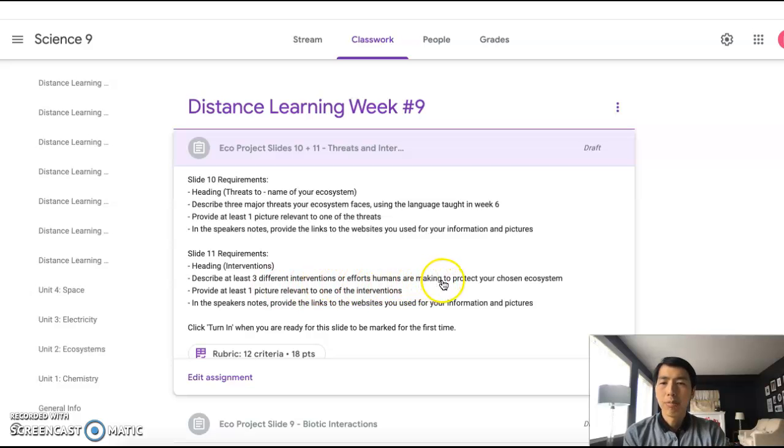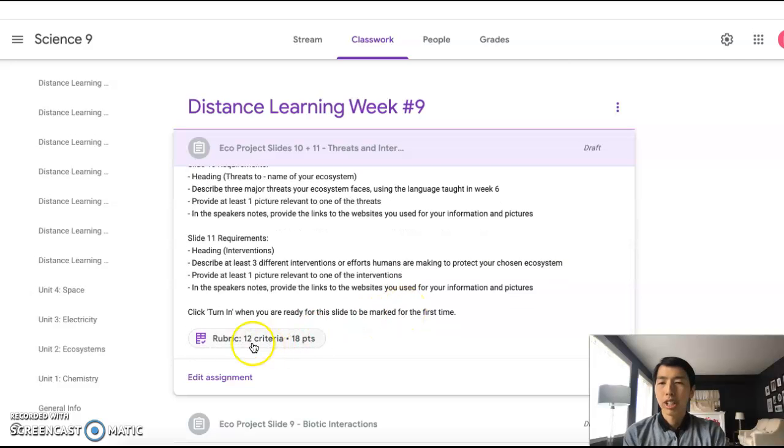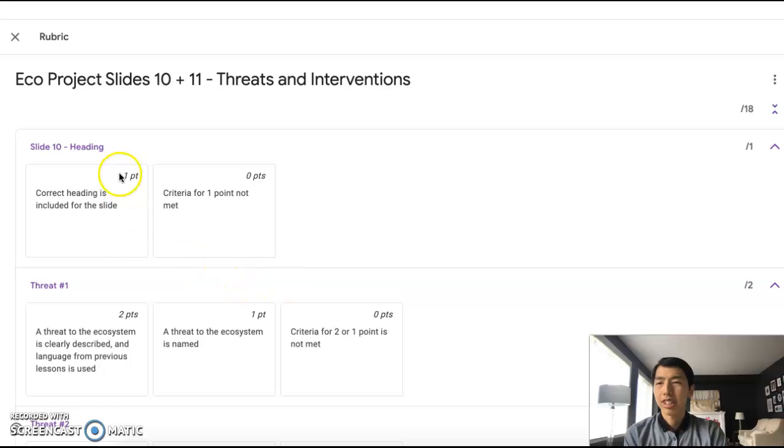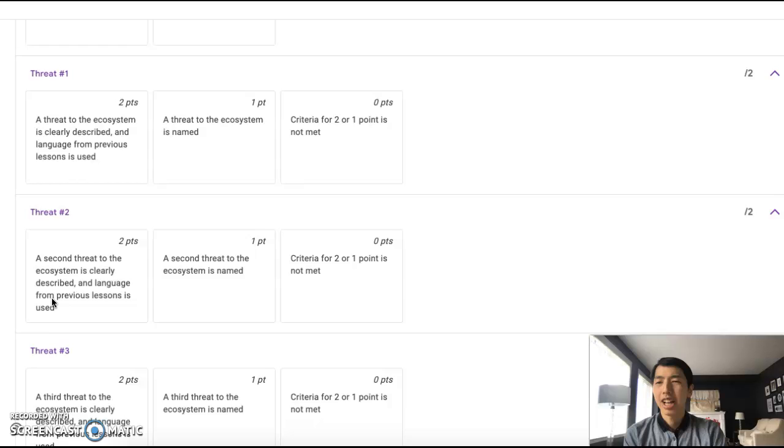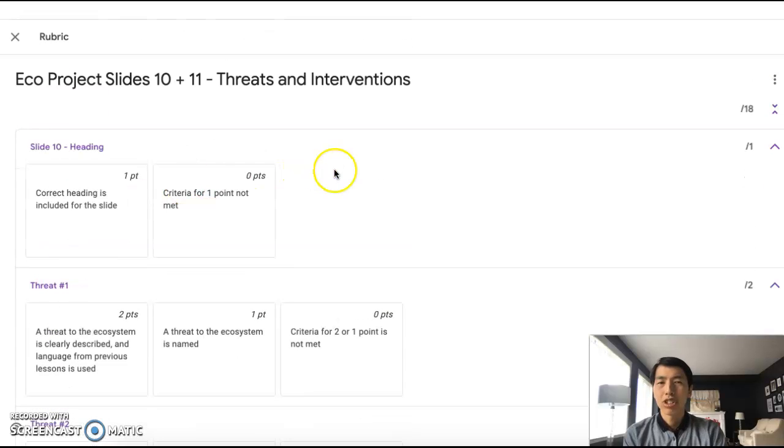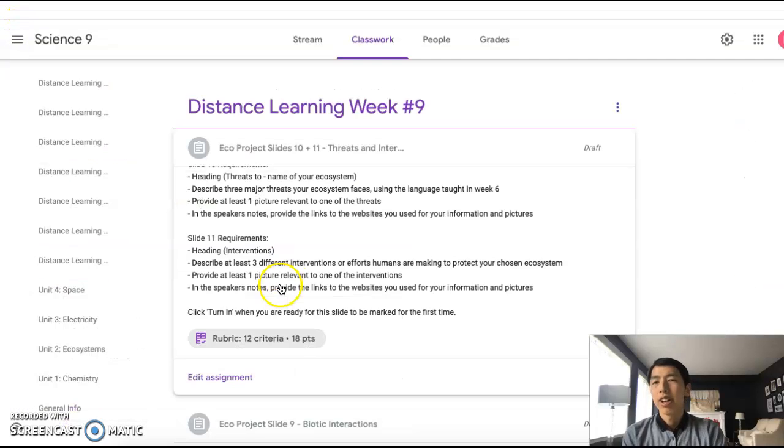Okay, so describe 3 interventions, provide at least one picture that's relevant to one of the interventions, and in the speaker notes, provide the links to the websites used. So there's a rubric worth 18 points that you can click on that tells you all the point values for each slide and how to get maximum points. I'll let you look at that on your own.